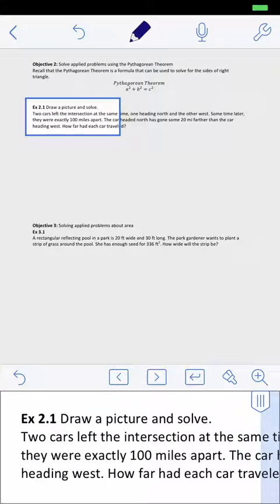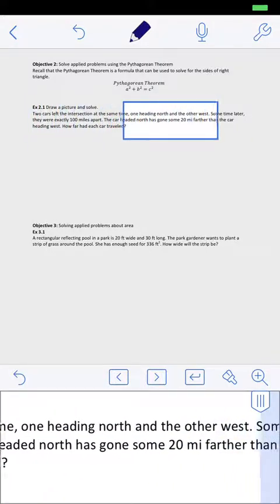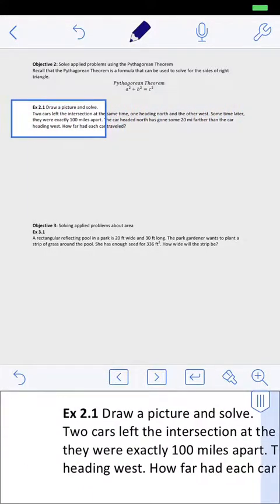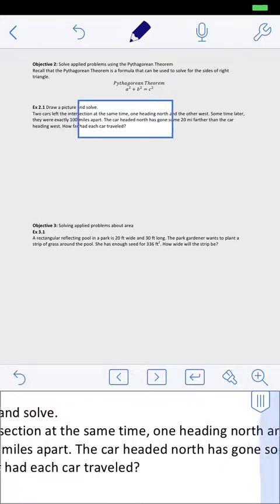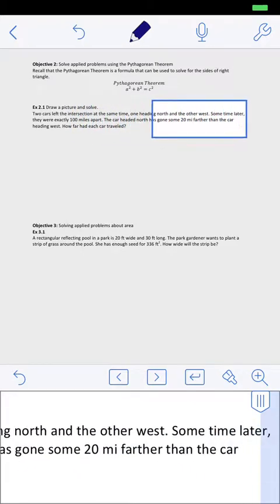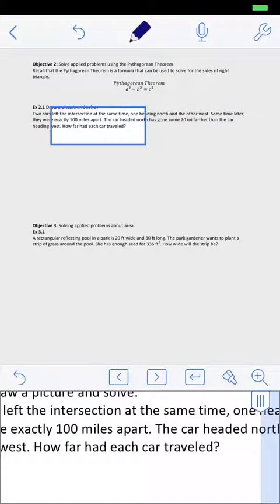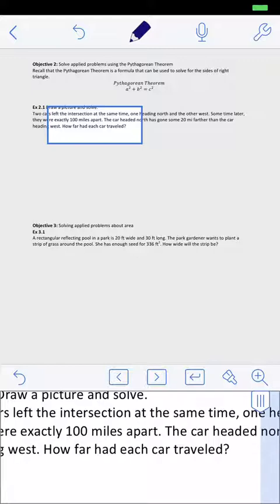Two cars left the intersection at the same time. One heading north, the other heading west. Sometime later, they were exactly 100 miles apart. The car heading north had gone some 20 miles farther than the car heading west. How far had each car traveled?